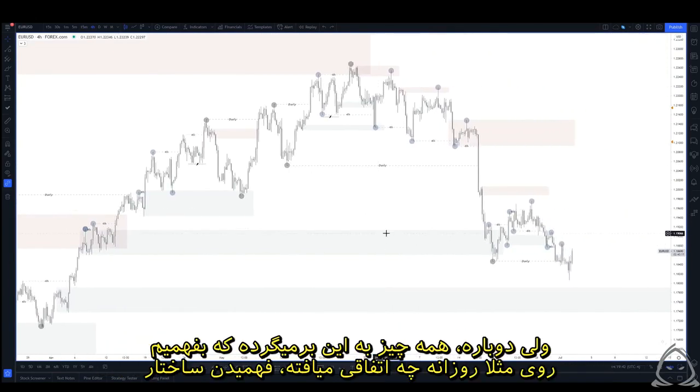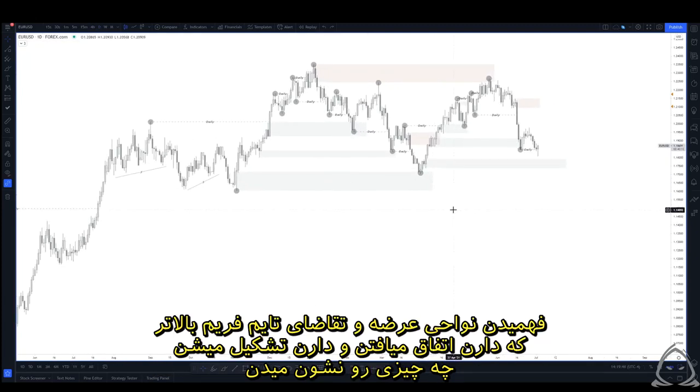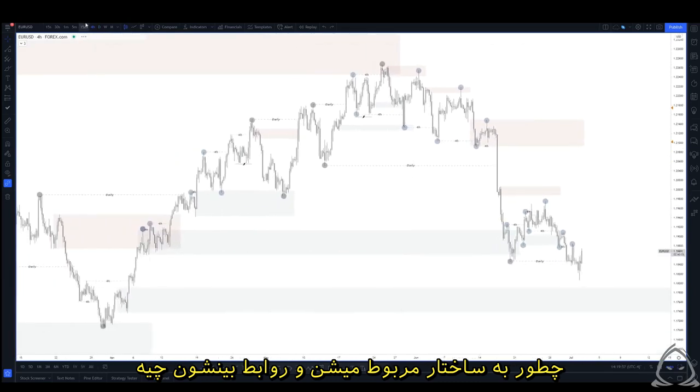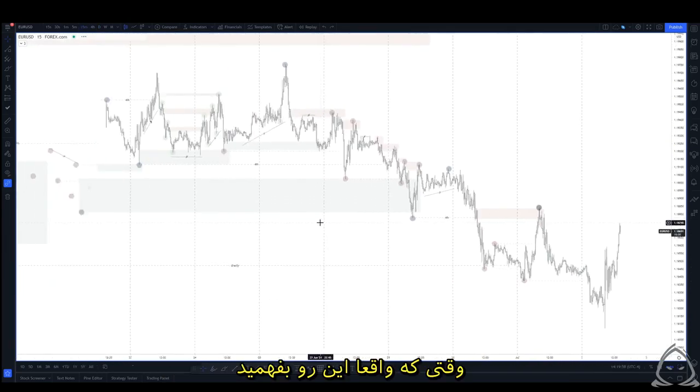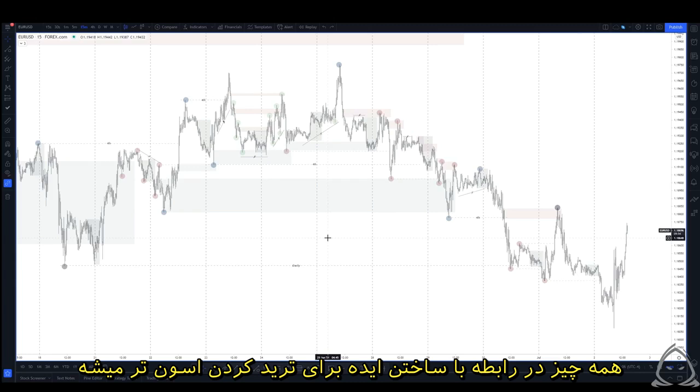But again, it all comes from the understanding of what's happening on, say, a daily time frame, understanding the structure, understanding the higher time frame supply and demand zones that are happening and that are being created, what they represent, how they relate to structure, and all of the inner workings in between. Once you can truly understand that, things become a lot easier to understand. Things become a lot easier to manage in terms of building overall trade ideas.